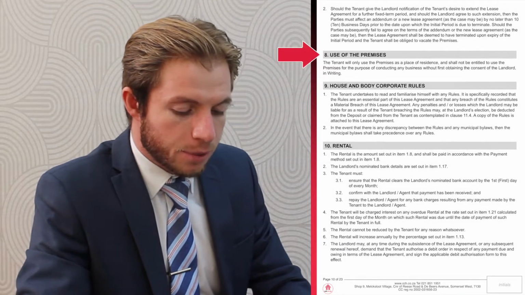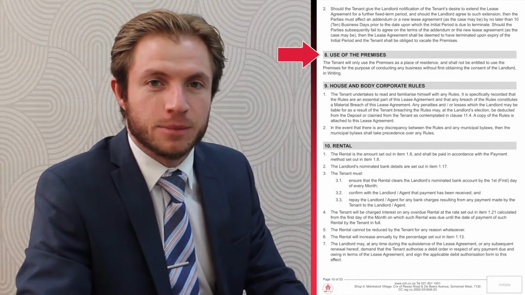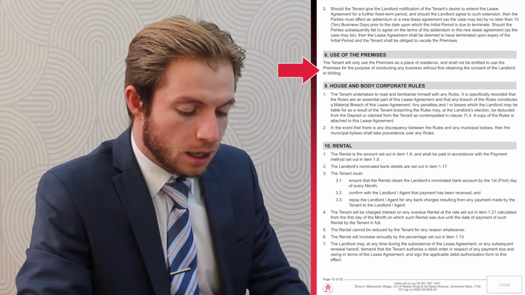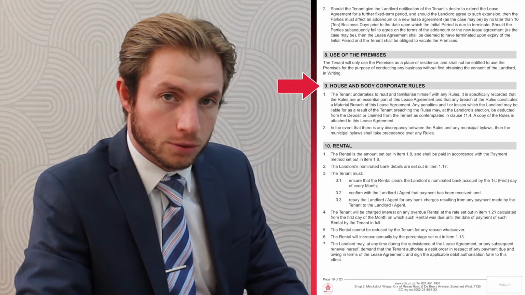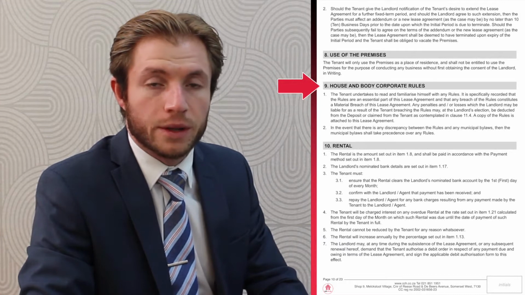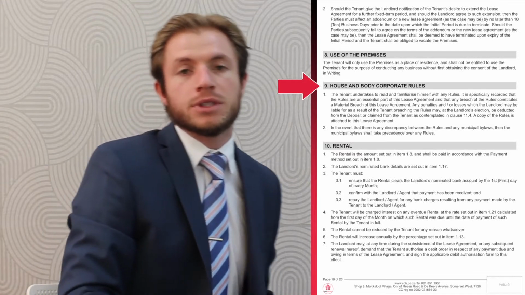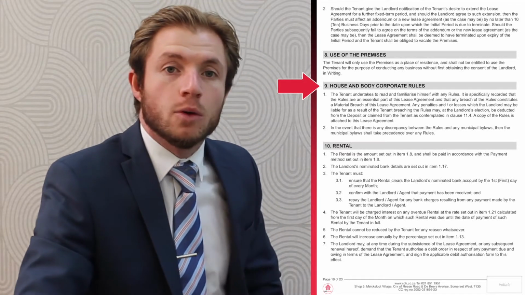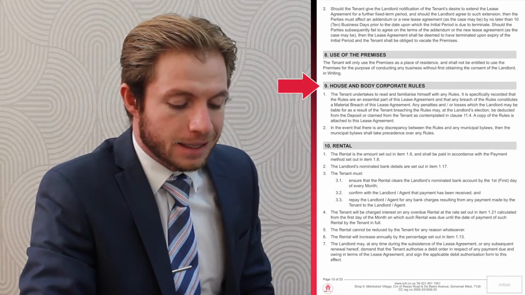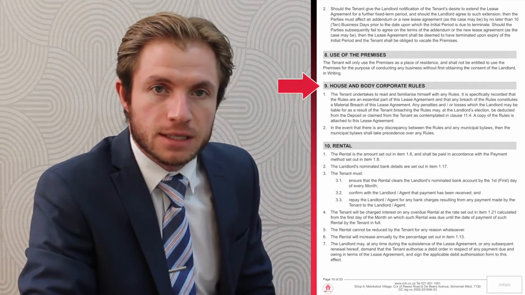Clause 8, use of the premises. As you know, this will be a residential property and it can only be used for residential purposes. Very important, clause 9, house and body corporate rules. If the property that you would be letting is in a sectional title complex or one that is run by a homeowners association, there will obviously be conduct rules and management rules, and you as a tenant will be required to adhere to those rules, and any breach of those rules will constitute a breach of this lease agreement.